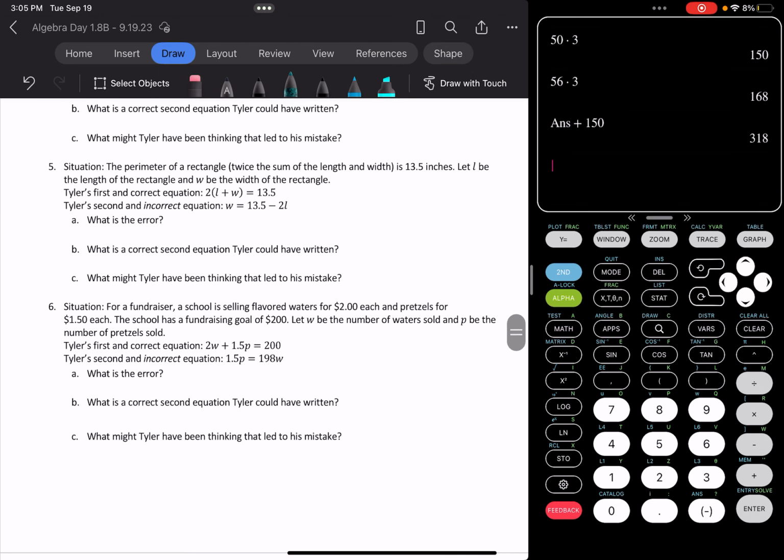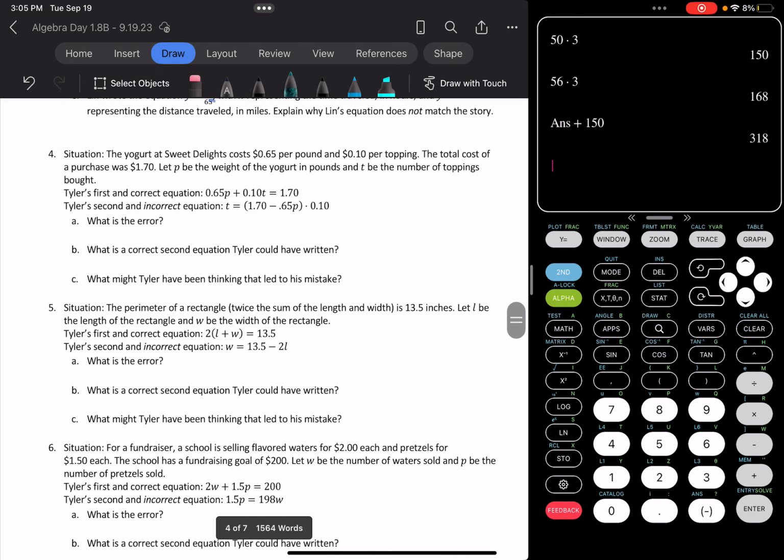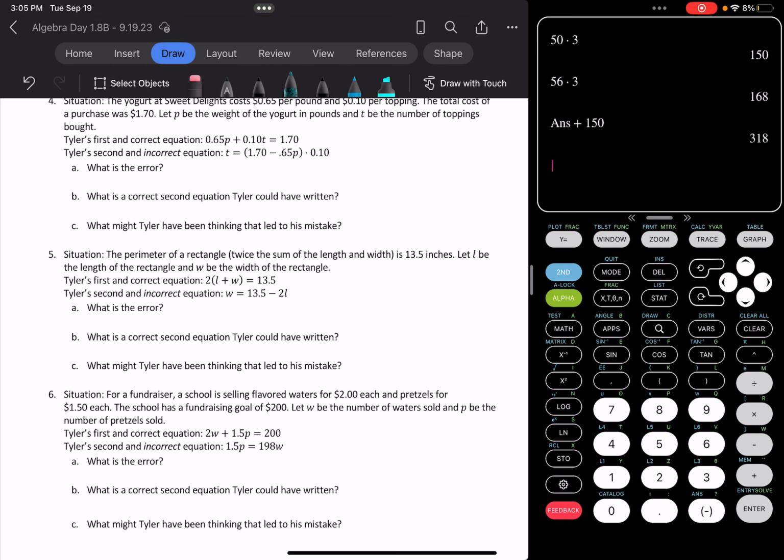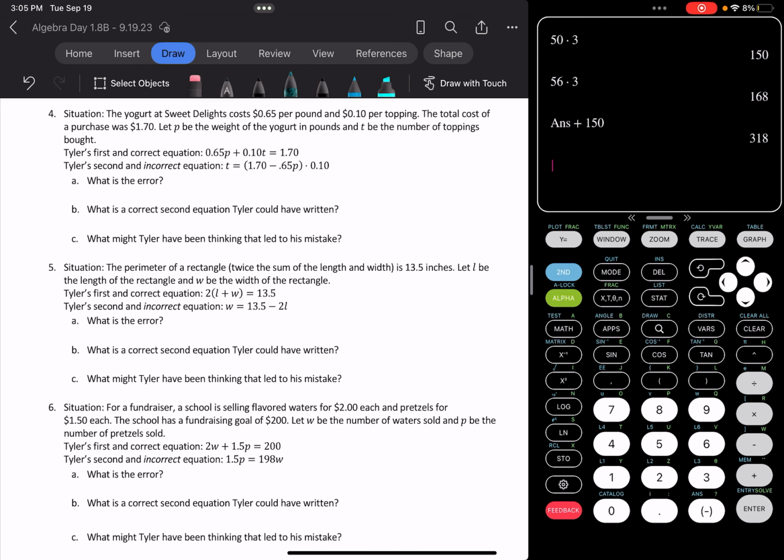I am at this point going to go back into the classwork for numbers. I'm going to look at numbers 4, 5, and 6. If you want to work through those with me, you can. If you don't, you can stop here. So let's take a look.